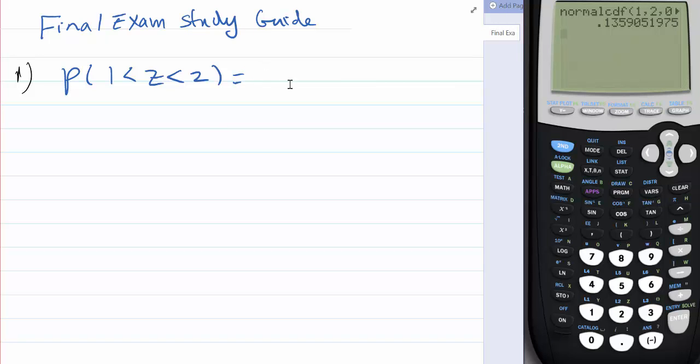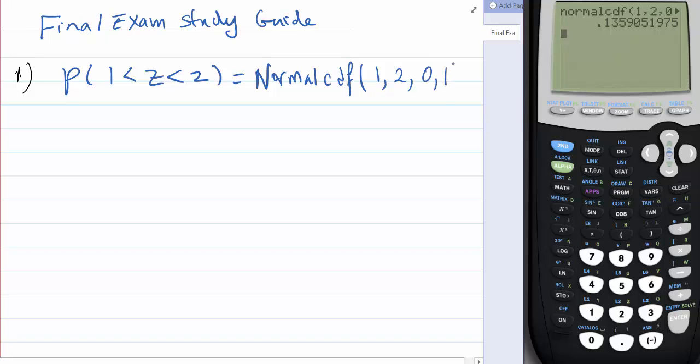So I'm going to write down the calculator function that I used here. Normal CDF. Lower bound is 1, upper bound is 2. The mean for z is 0 and the standard deviation is 1. And if you press enter, I'm going to round the answer to 4 decimal places, so it will be 0.1359. So that is question number 1.